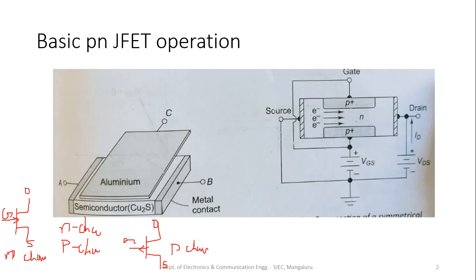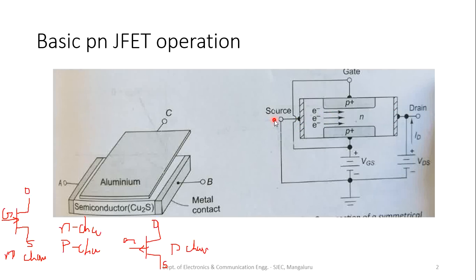There is a channel in between the two P type semiconductor materials, which is useful for current conduction. Over here you can see the gate terminals are interconnected. Then we have the source terminal and the drain terminal. The majority charge carriers, the electrons, flow between the source terminal and the drain terminal through the channel.